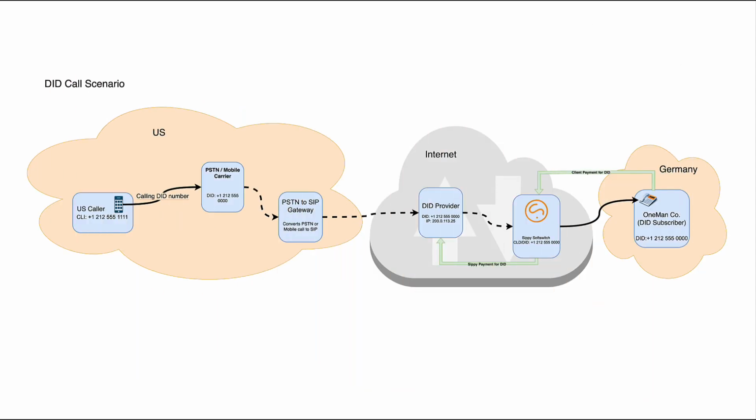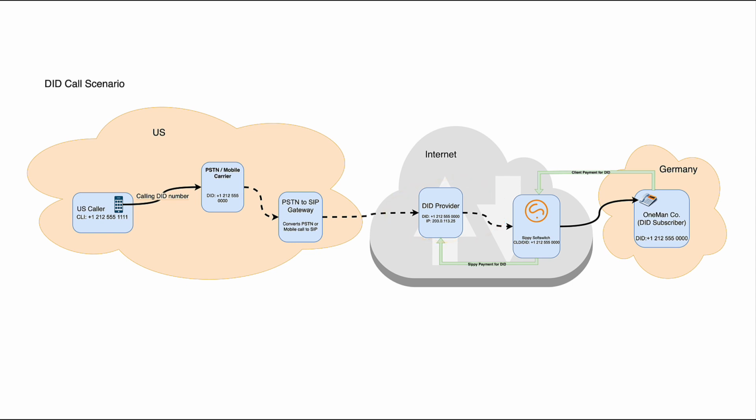Here is a simplified business case to illustrate this setup more practically. Imagine that a Sippy operator, referred to here as Sippy, has a client in Germany, a one-person company called OneMan, which uses a soft phone installed on a computer. OneMan wants his single client in the US, whom we will call US caller or simply caller, to reach him via his soft phone through the US mobile carrier. To enable this, Sippy has purchased a DID number +1 212 555 0000 from a DID provider and sold it to OneMan as a monthly subscription.